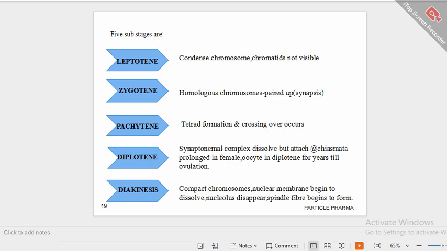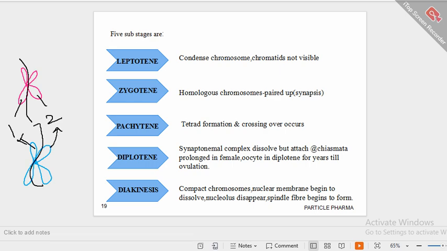Wait, let me draw it properly. This is one chromosome, and these are two different chromatids. This is one chromatid and this is the second chromatid. This is another chromosome. This is one chromatid and this is another chromatid.